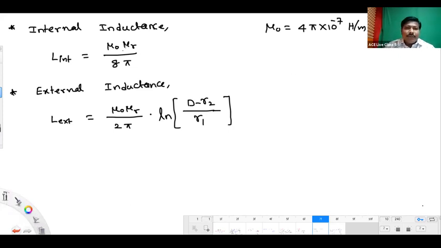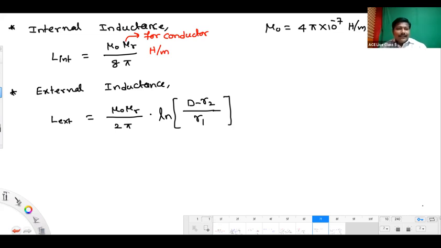It is the relative permeability of the material over which we get the internal linkages. Where do we get the internal linkages? Inside the conductor. So this mu r is the conductor's relative permeability. And 8 pi is a constant number. The units, if you observe, will be Henry by meter.